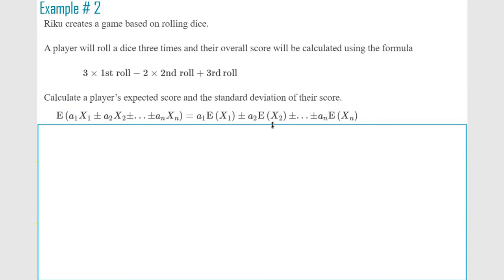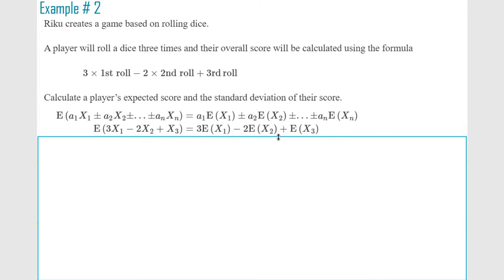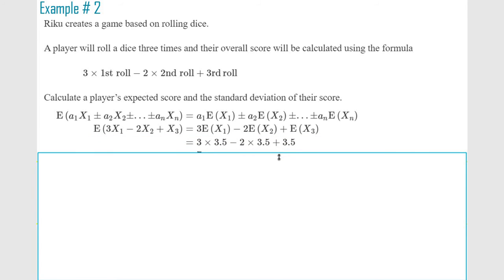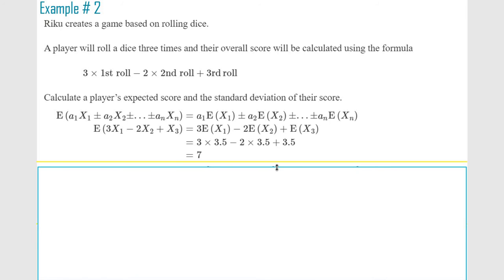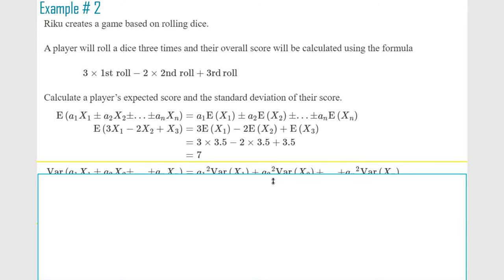All right, so that's some crazy weird looking formula. Essentially, that means whatever I did on the inside, I do to the outside. So 3 times the expectation minus 2 times the expectation plus the third expectation. And they all have the same expectation because they're all the same dice. Well, an unbiased dice.